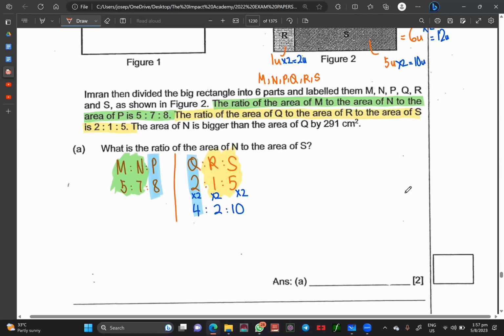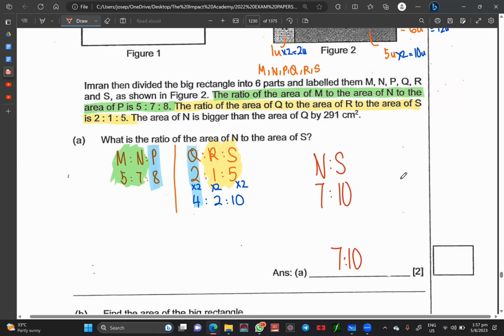All right, so the question wants you to find the ratio of the area of N to S. So we write down N is to S. Let's take a look at N. N is 7. Can you all see 7 over here? All right, what's S? S is 10. So therefore, your answer for this question has to be 7:10.